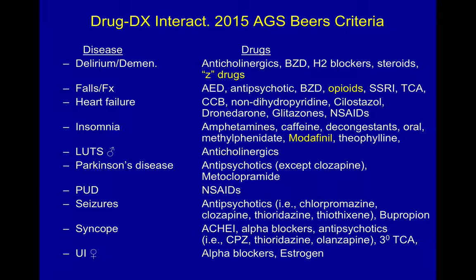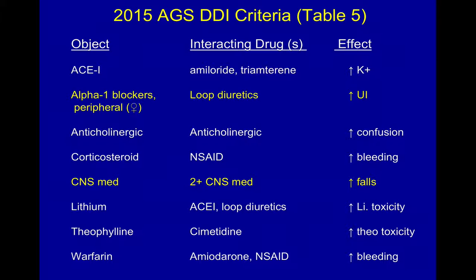Seizures. Some drugs can lower the seizure threshold, and it can also be dose related, like bupropion. The seizure threshold definitely increases when we approach 400 milligrams. And then several drugs can cause syncope, such as acetylcholinesterase inhibitors like donepezil, alpha blockers, antipsychotics, and TCAs. Does it mean that we never use these drugs? No, but if we have to use these drugs, we use them with caution and do monitoring.